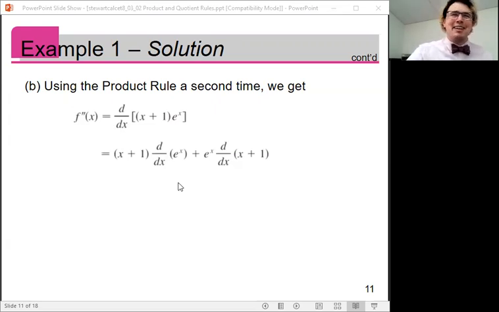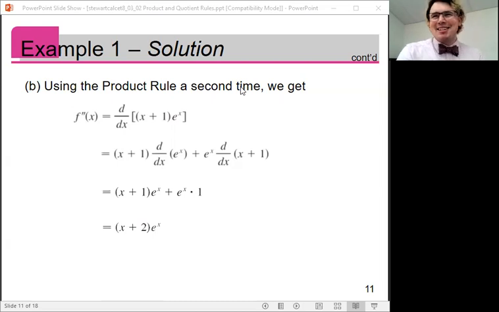I already know the derivative of e to the x. I hopefully am comfortable with the derivative of x plus 1. So I put my pieces back together and I say that this derivative must be equal to, well, x plus 1 all times e to the power x plus e to the power x times 1. Well, let's factor those e's out. And that leaves me with x plus 2 all times e to the power x.